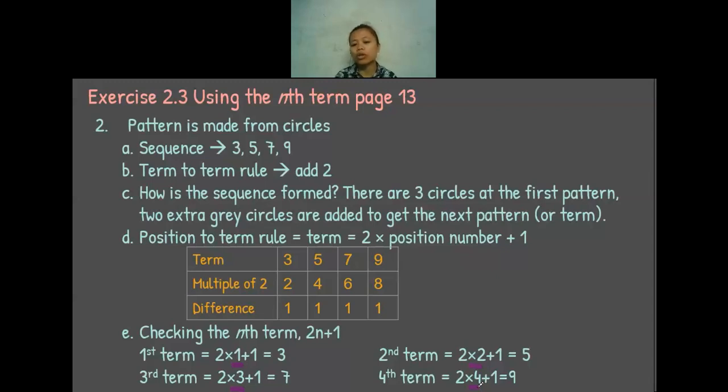So in here, we know that we can change the position number into letter n when we have to find the n-th term. But do not change the position number into letter n when the question is asking for the position to term rule.